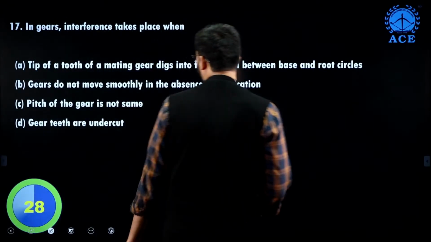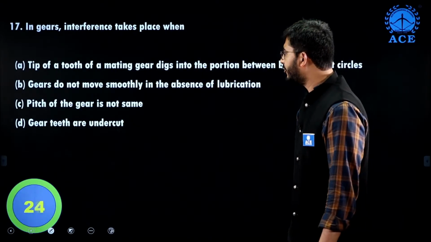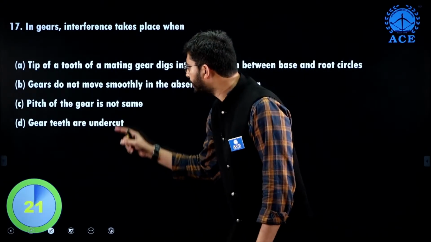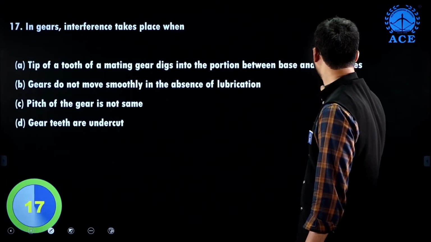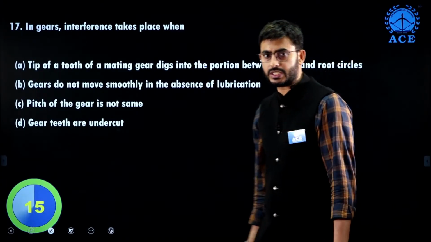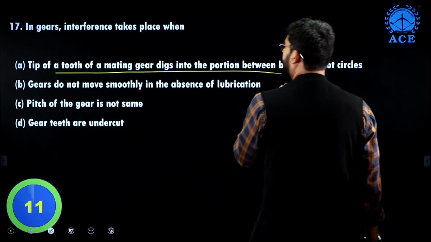In the gear, interference takes place. This is a very, very important concept. So interference, option A says that the tip of the tooth of the meeting gear digs into the portion between the base and root circle. Yes, this is where the undercutting happens. This is the region where undercutting happens.